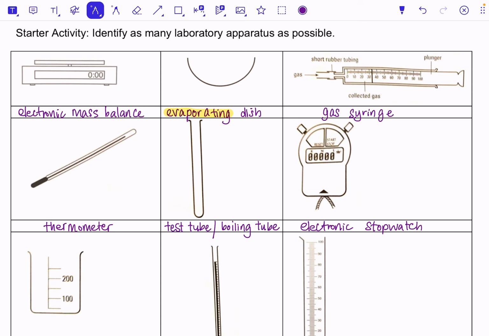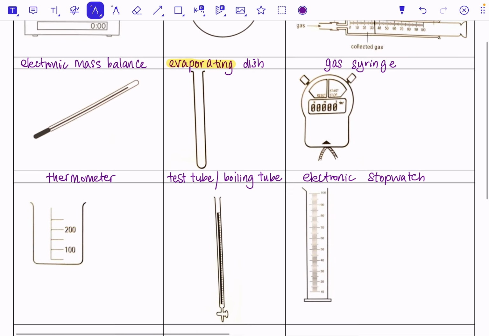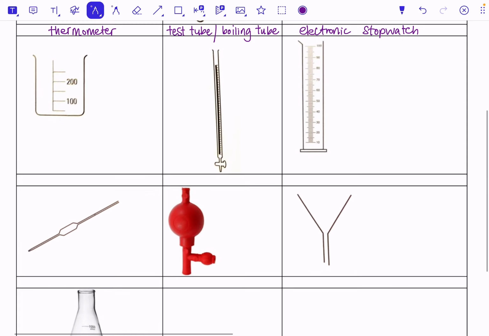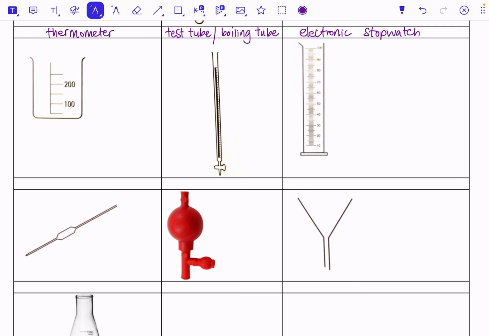So have you managed to identify most of the apparatus? Are you able to name them correctly? If you have been able to do that, that's very good. That's a good start. But even if you can't, no worries, that's the purpose of going through it. All right, let's take a look at the next 6 apparatus.